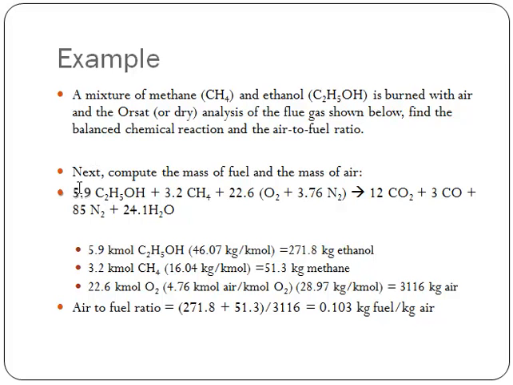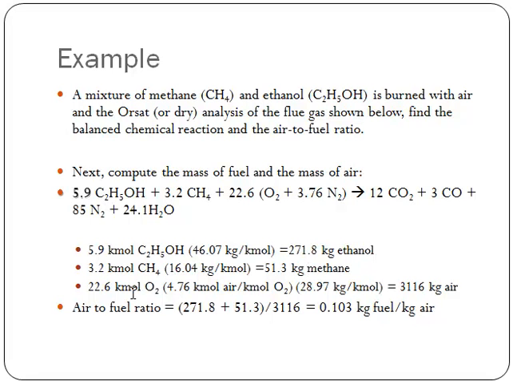Multiply by the number of kilomoles I required, and it's 271.8 kilograms of ethanol. Now remember, this was based on just, I made up numbers, right? I said it was so many moles that were produced. It's all going to be fine. Now I do the same thing for methane. 3.2 kilomoles of methane were required, but the molecular mass of methane is 16.04. Multiplying gives me 51.3. The total amount of fuel then is the sum of these two.